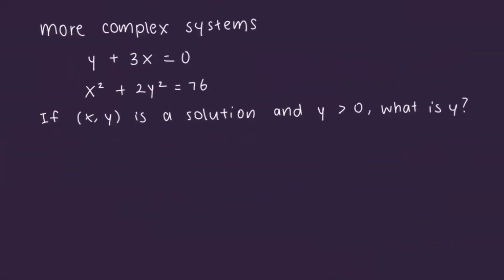Okay, more complex systems. So the problem is: if (x, y) is a solution and y is greater than 0, what is y? So we can also use substitution here. We can isolate the variable in the first equation, and we will get y equals 3x. And then we can plug y into our second equation. So we have x squared plus 2 times (3x) squared equals 76.